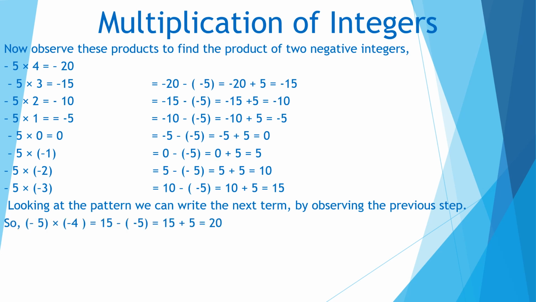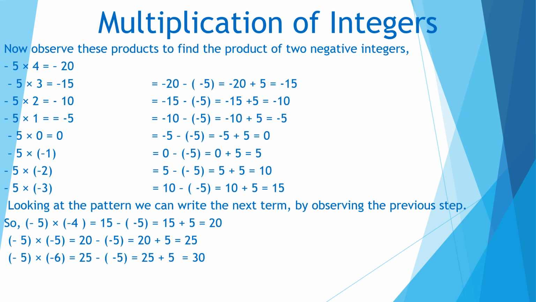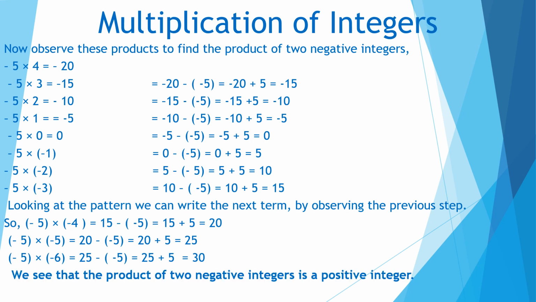Looking at the pattern, we find minus 5 into negative 4 as equal to 20, negative 5 into negative 5 equal to 25, negative 5 into negative 6 is equal to 30. We see that the product of two negative integers is a positive integer.